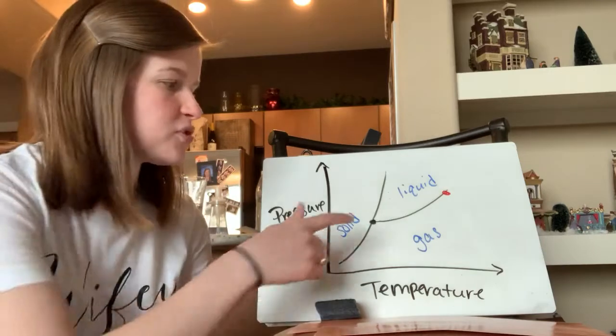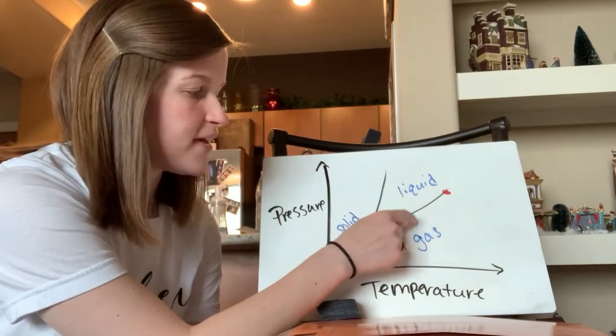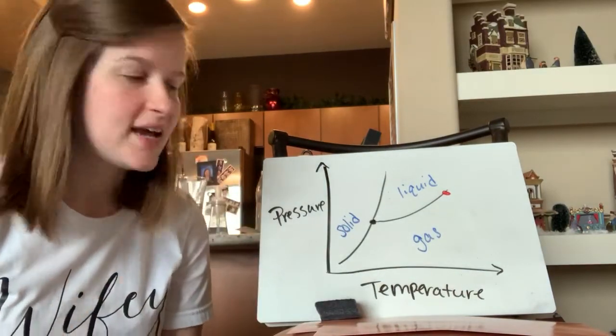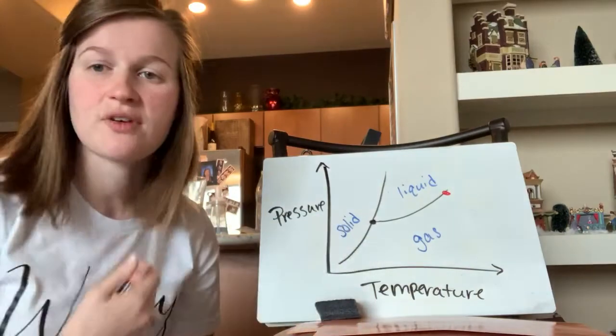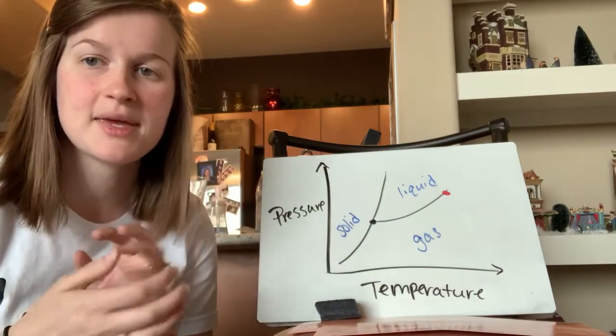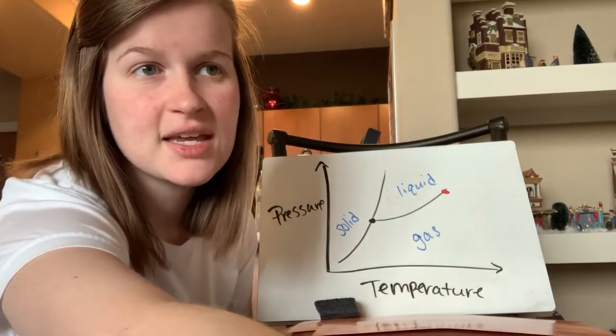And then the same thing goes for here. This would be going from a liquid to a gas, so we'd be vaporizing, or from a gas to a liquid, we'd be condensing. And then sublimation and deposition are right there, those phase changes as well. So you can kind of see how all of those things can happen based off of this diagram, which brings us to the end of this one.